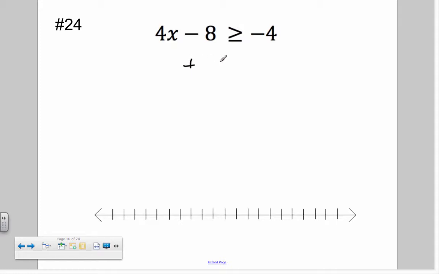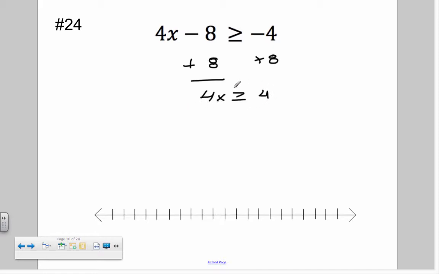Okay, so we add 8 to each side. And then 8 minus 8 is 0, so on this side I'm just left with 4x is greater than or equal to negative 4 plus 8, which is a positive 4.